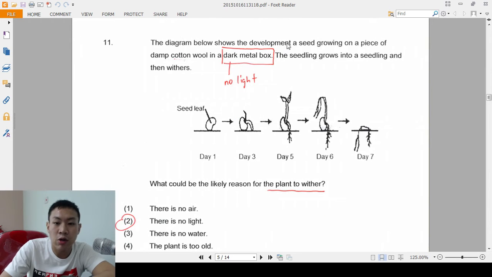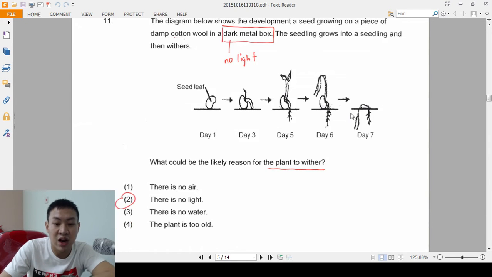11. The diagram shows the development of a seed on a piece of damp cotton wool in a dark metal box. So we know that it has warmth, air, oxygen which is part of air, as well as water. But it's placed in a dark metal box. So it can actually germinate, but it cannot continue to grow and survive because it needs light. In a dark metal box, there's no light. Okay, that's why after some days it starts to wither and die. So the best answer here will be option 2. There is no light.